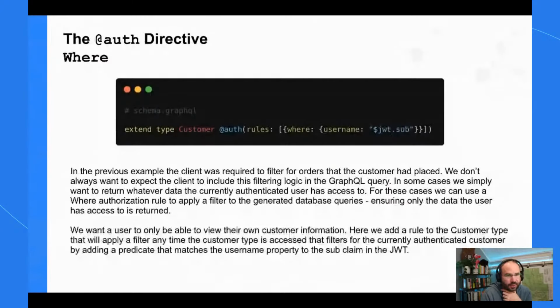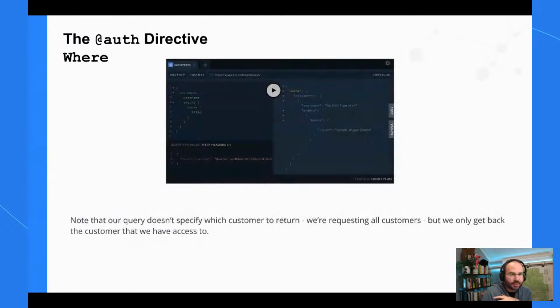orders as well. The where rule is similar to allow, but this will actually add predicates to the generated database query. So I don't need to filter in the GraphQL query for orders for the specific user. The user can request what they want, and they'll only see what they have access to. So for example, this is saying that only the currently authenticated customer can see their own customer information. So I can ask for all customers, but I'm only going to get my customer details.